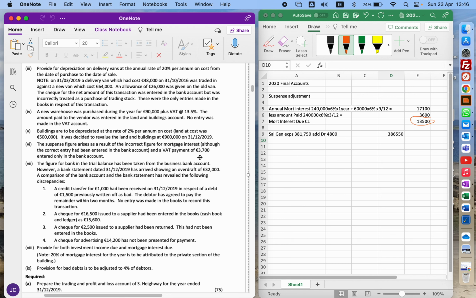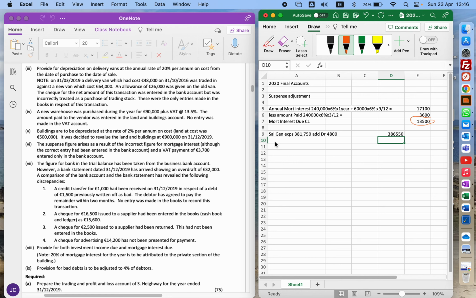A VAT payment of 3.7 was put into the VAT account. So if I paid the VAT man 3.7, I'll have a credit in the bank account and I'll have a debit in VAT. I never put that in, so I'll need to fix that. I'm going to have to put a debit in VAT, which means a credit in wherever the suspense happens to be, because we already have a credit in bank done.